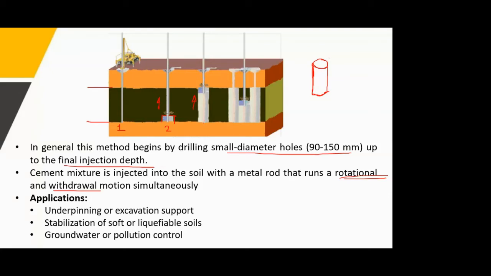The applications for this type of jet grouting are underpinning or excavation support. Underpinning is when you have an existing structure, and over the years the foundation becomes weak. Maybe the foundation gets damaged, or there is some issue and it starts settling. You need not damage the whole structure, because the superstructure is good, and only the substructure or the footings are damaged.